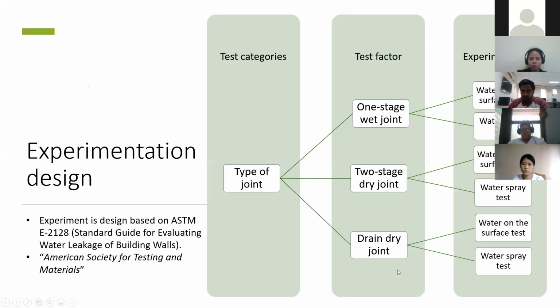For the experimentation, this is a replicate of the ASTM E2128 standard guide for evaluating water leakage of building walls, ASTM being the American Society for Testing and Materials. The selected types of joint will be the one-stage wet joint, two-stage dry joint, and drain dry joint. And each of the models will be experimented on with two types of tests.